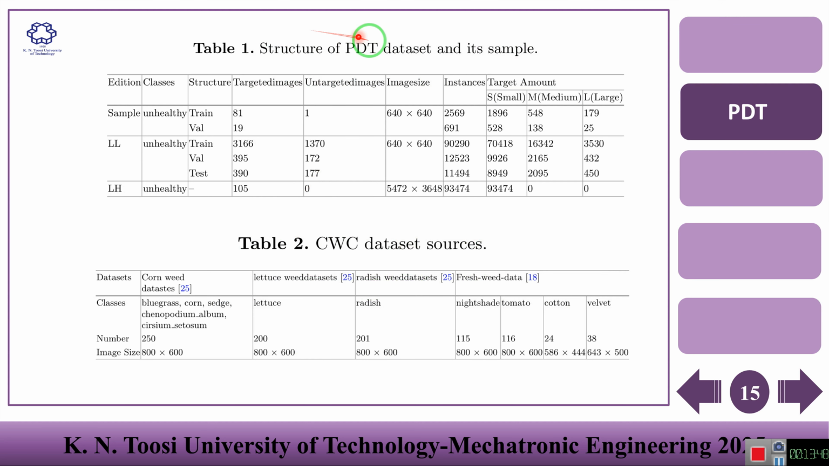And this is the PDT dataset, which is just multiple images of our tree. But here we have the CWC dataset, which consists of multiple vegetables, with images taken from a low altitude.